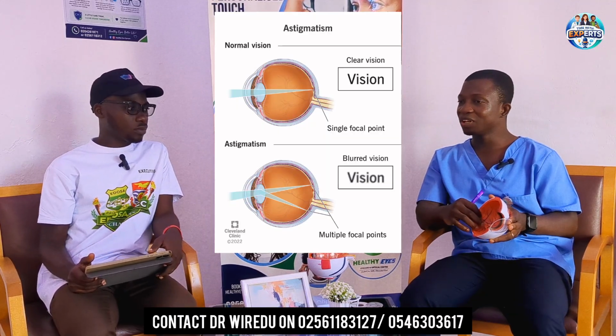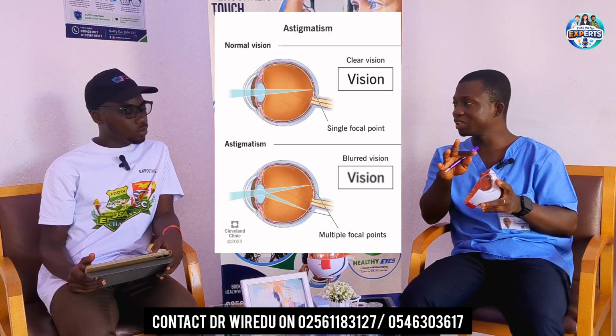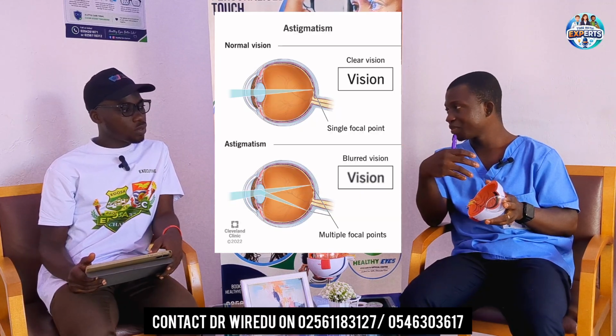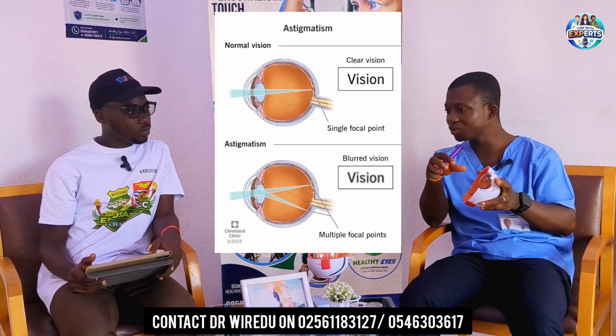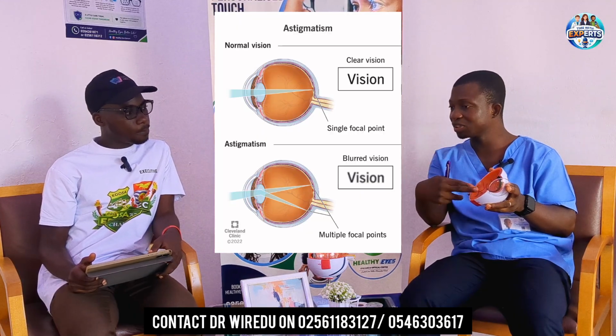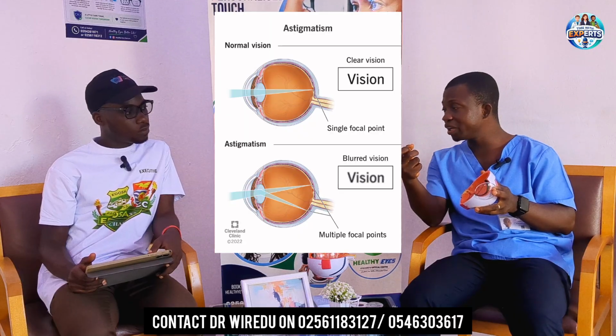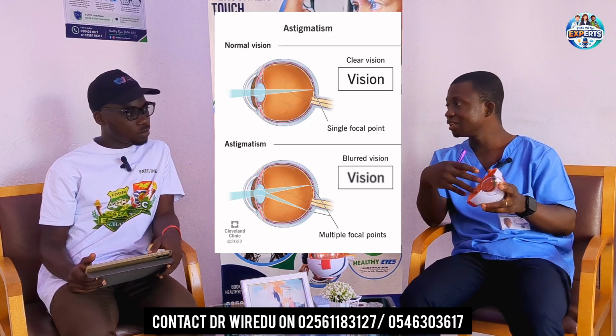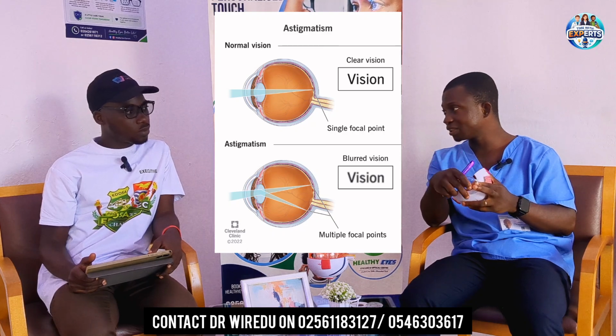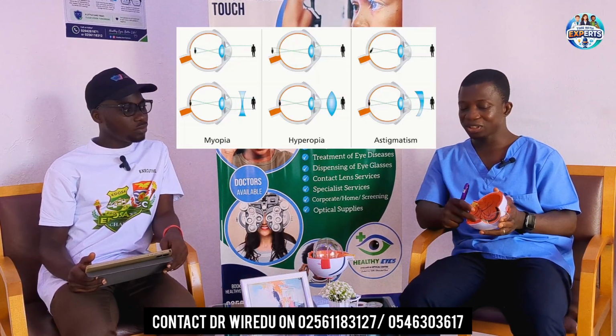With these individuals, they mostly see shadows around objects, whether far or near. Because they are seeing shadows and two images, it will confuse the brain. So they can start developing headaches. They can start getting eye pains and all that. So these are the three main refractive errors. With short-sightedness, the image forms in front of the retina. With far-sightedness, the image forms behind the retina. And with astigmatism, the image splits into two, so it can fall anywhere. That is what we call astigmatism.